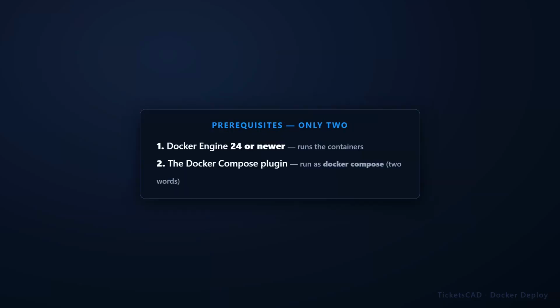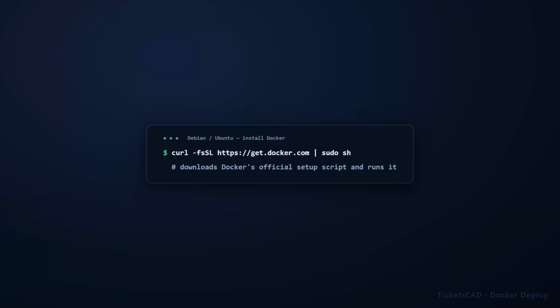Start with the prerequisites, and there are really only two. First, Docker Engine version 24 or newer. That is the runtime that actually runs the containers. Second, the Docker Compose plugin, the modern version you invoke as docker compose, two separate words rather than the older hyphenated docker-compose. On Debian or Ubuntu, you can install both at once with Docker's official convenience script, shown here. It downloads the setup script and runs it as root. Give it a minute to finish.